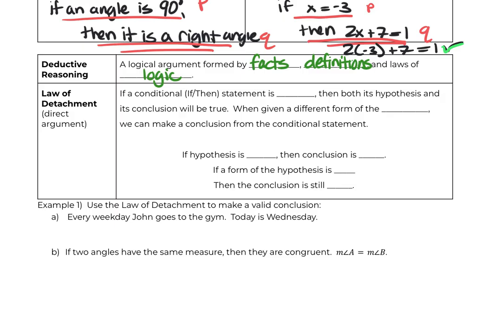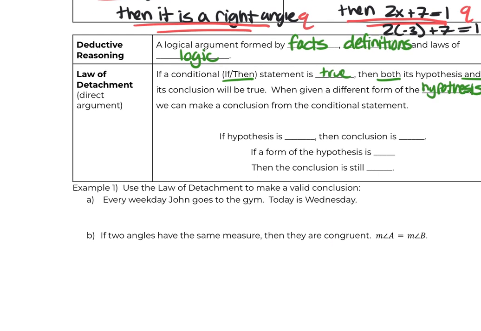So what we're going to take is just kind of a conclusion process through if we have a conditional statement, that's the if-then statements. If it is true, then both the hypothesis and its conclusion will be true. So when given a different form of the hypothesis, we can make a conclusion from the conditional statement. Now, quite honestly, this direct argument can often be called just plain old common sense.